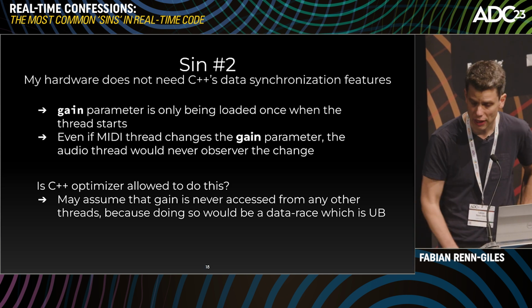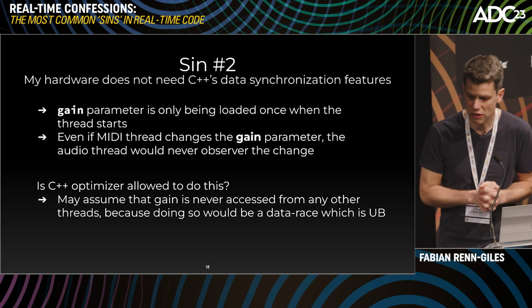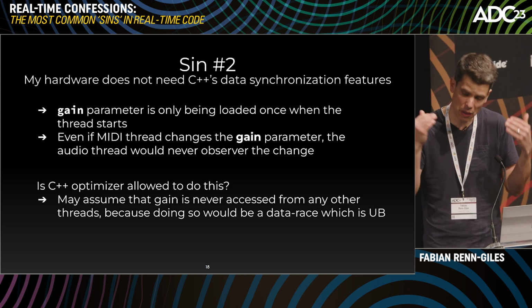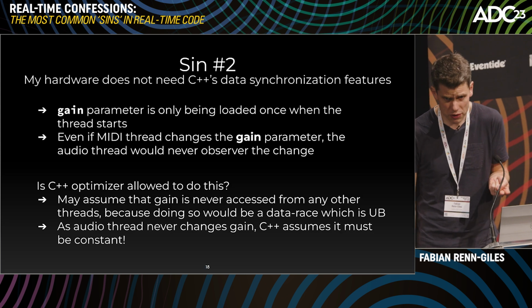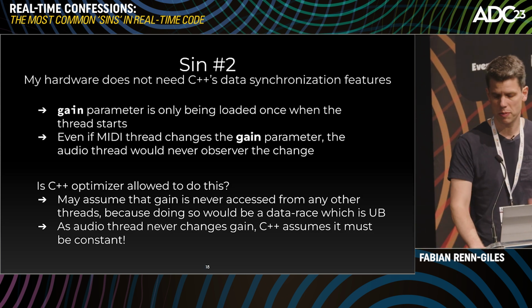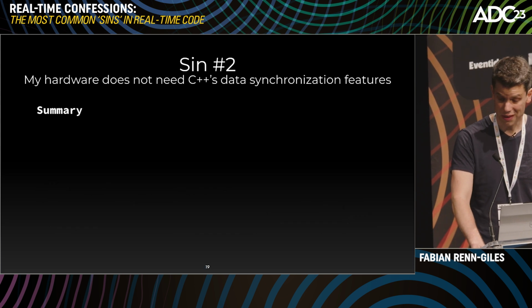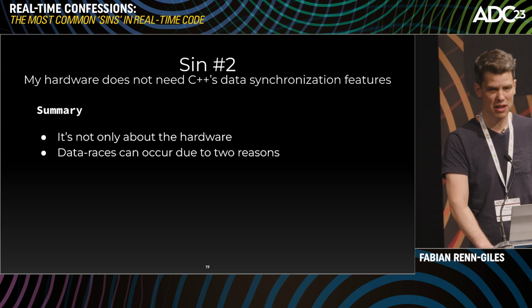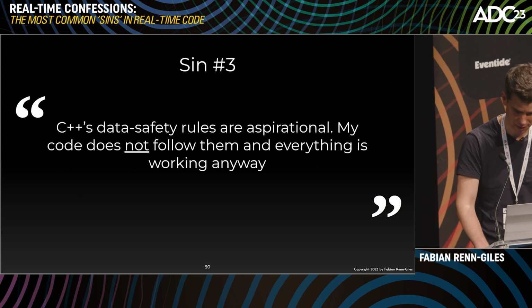Well, it may assume that the gain is never accessed from another thread, because doing so would be a data race. We didn't wrap it in atomics. So the compiler can assume no other thread is changing that gain. The audio thread itself is not changing that gain, so the gain must be constant. Okay? What this shows us, again, is that it's not only about the hardware. Data races can occur for two reasons: hardware optimizations and compiler optimizations.